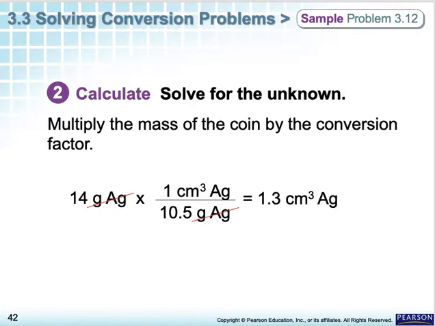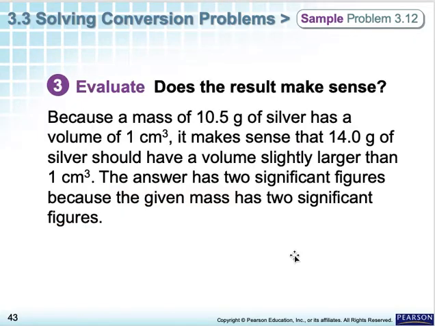And so I would start with my 14.5 grams divided by 10.5 grams times 1. And I don't have to multiply by 1, so I'm just dividing 14 by this. And I would get 10.3 cubic centimeters of silver, and that would be the volume. And does your answer make sense? Yes, it does. We have two significant figures in our given, which was 14 grams.